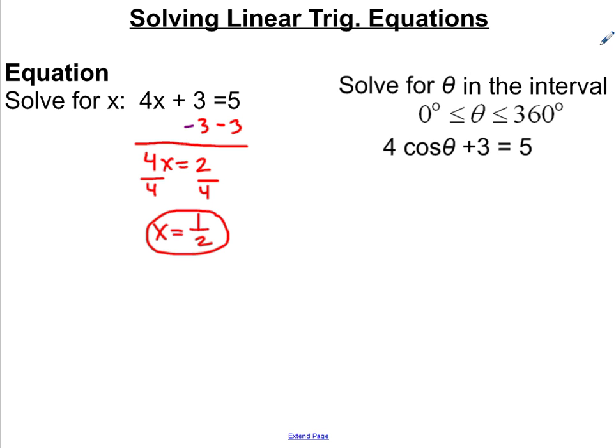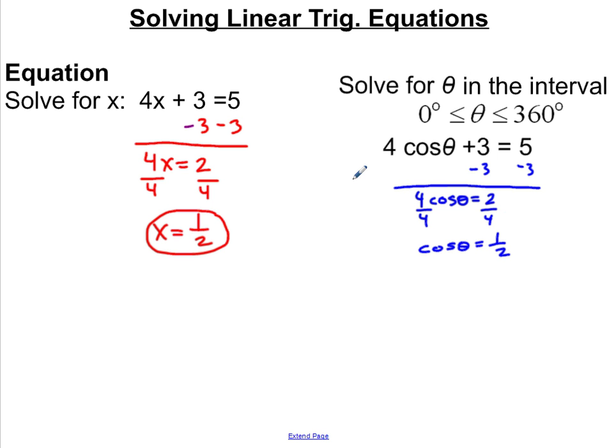Okay, so hopefully you recognize that, hey, these are pretty similar examples. The only difference is that the cosine theta replaced the x. So what I'd like you to do is proceed in the same way as you did on the left side. First, get the cosine theta all by itself. So let's do those same steps. We'll take away 3. Got 4 cos theta equals 2. We'll divide. And we get that the cosine of theta is equal to 1/2.